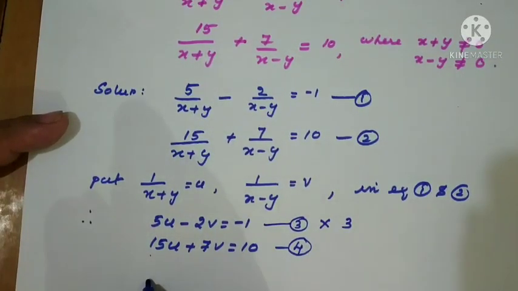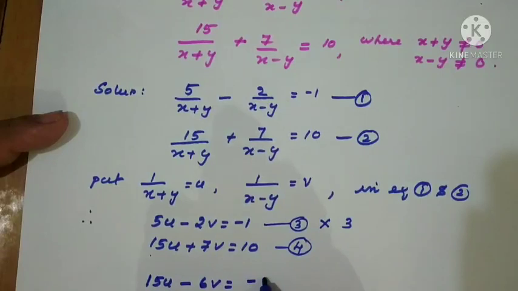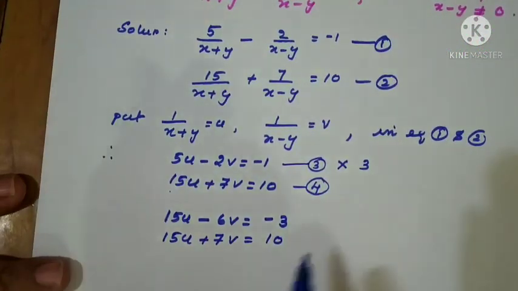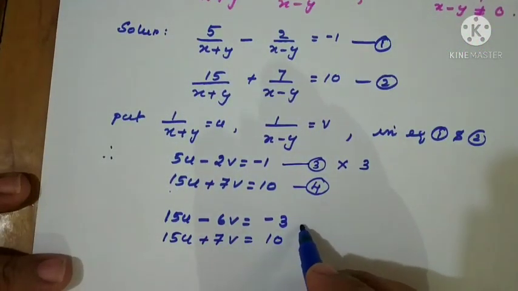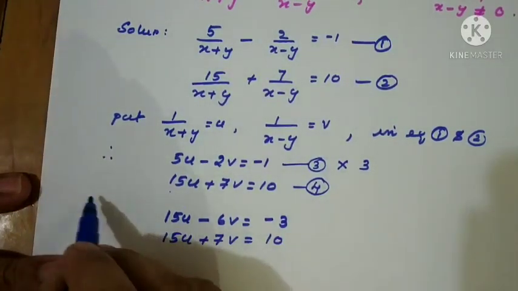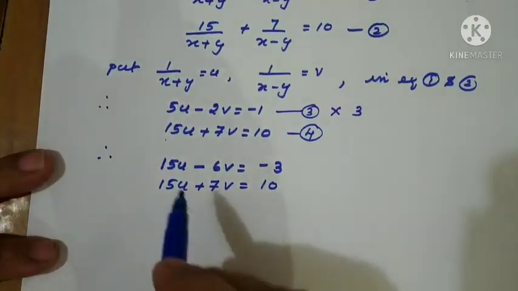Each term we are multiplying for the purpose of making the coefficient of u the same. So 5 into 3 is 15u, minus 2 into 3 is 6v, and minus 1 into 3 is minus 3. Below I will write 15u + 7v = 10. These are the equations we got, so this will be our fifth equation. I am writing the steps because you won't know them very well yet.